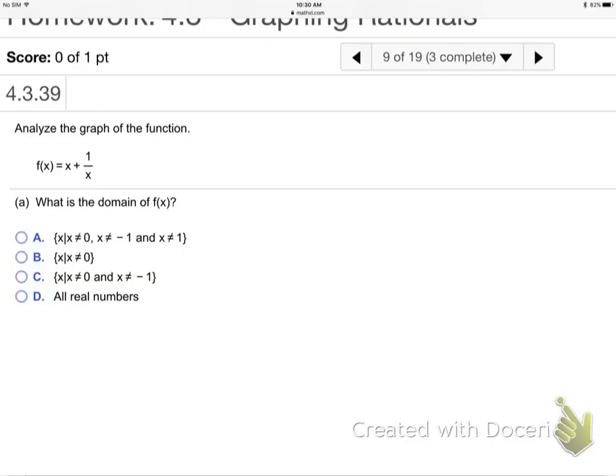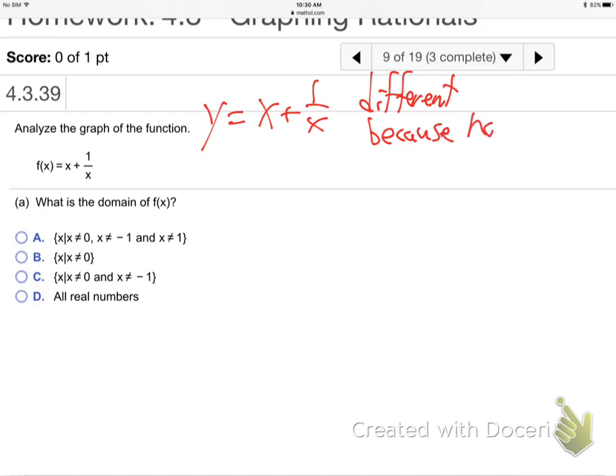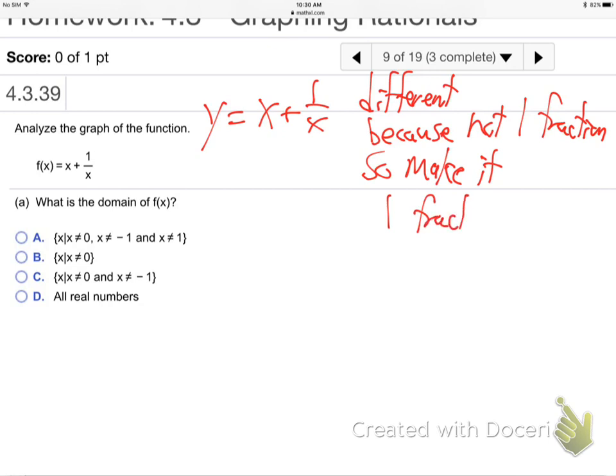The trick on this one is they've separated. They're trying to give you different looks now. This is a lot of what you need to practice to master math classes and science classes: you want to notice this is a different format. It's different because it's not one fraction. So make it one fraction. Do you see what I mean?